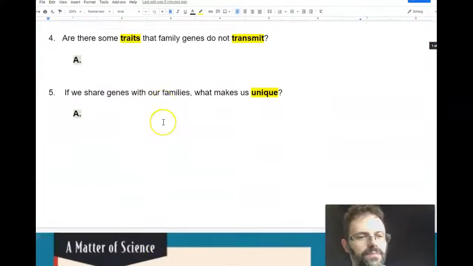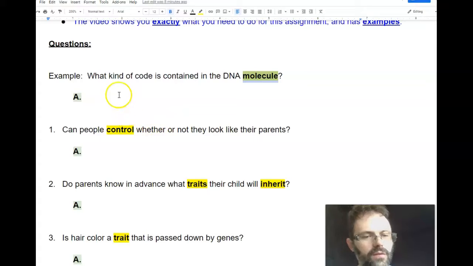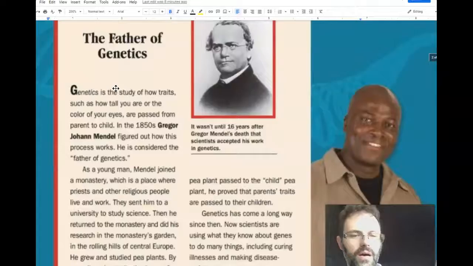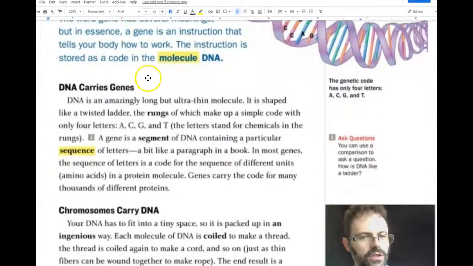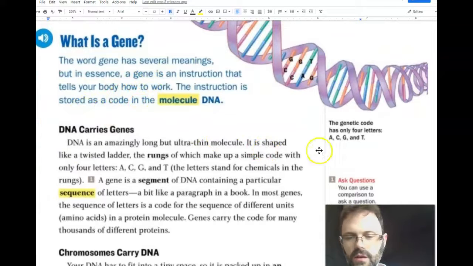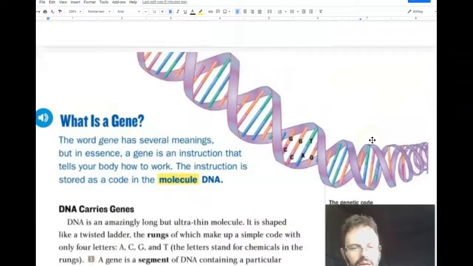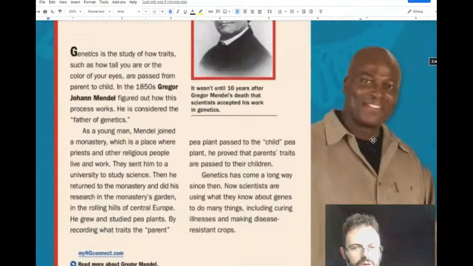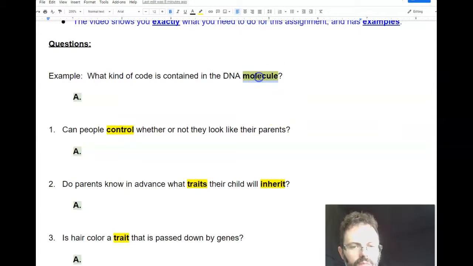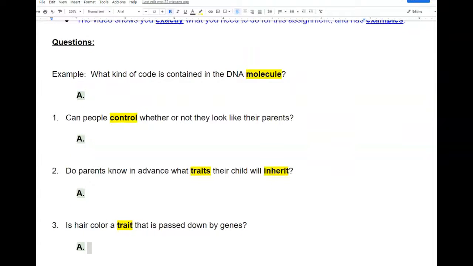So my question was, what kind of code is contained in the DNA molecule? So the instruction is stored as a code in the DNA molecule. So it's a code in the molecule, and then the genetic code has only 4 letters, A, C, G, T. I read the caption, and I can find an answer to this question. So a molecule has the code ACGT. There is an answer to this question. So I'm going to use the word molecule in my answer.